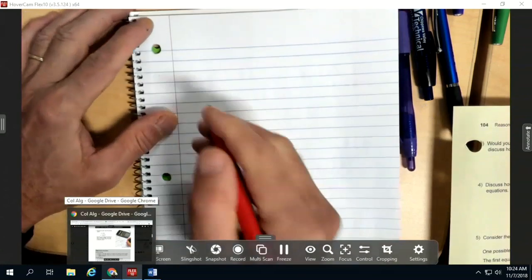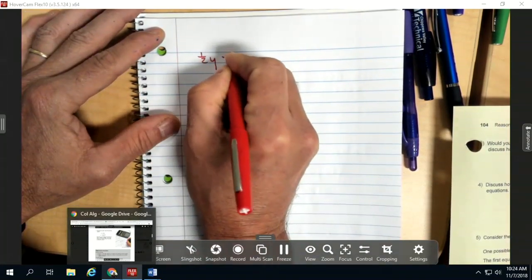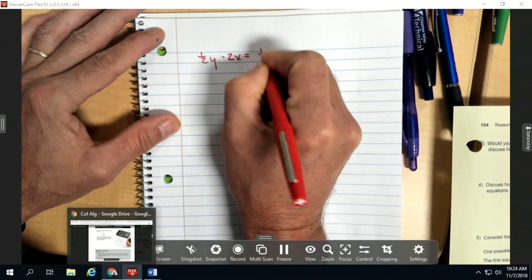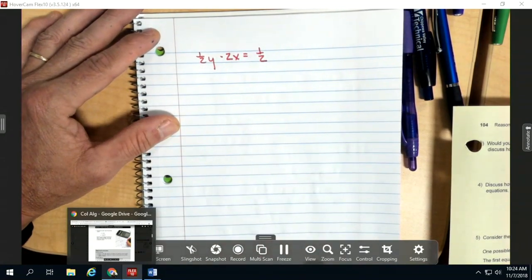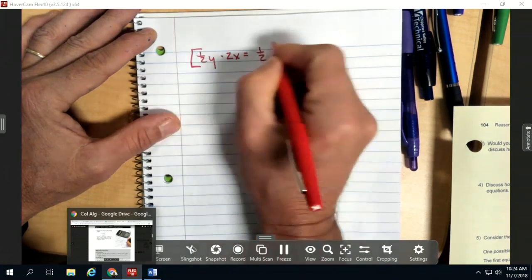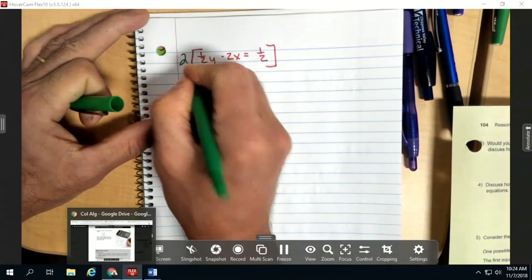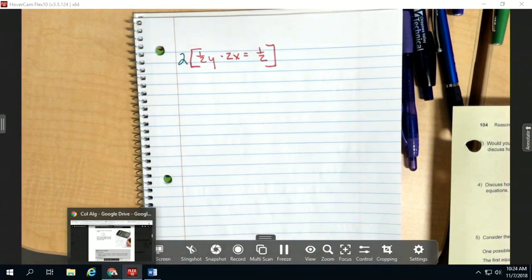The original, I'm just going to deal with the second equation for right now. 1/2 y minus 2x equals 1/2. I said multiply everything by 2. Why? Because you guys don't like working with fractions. So let's change it so that it's not fractions.